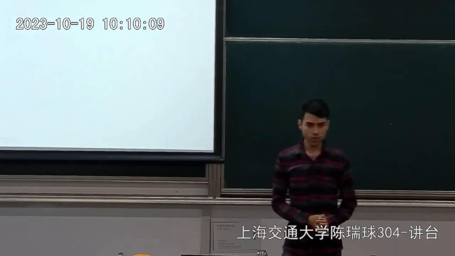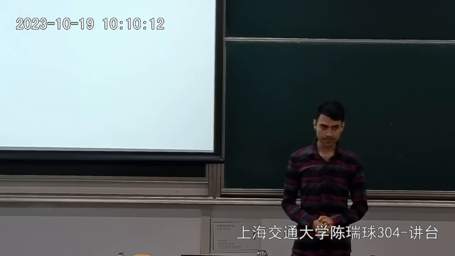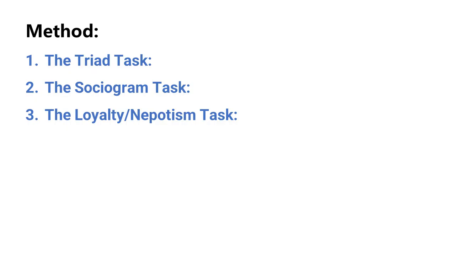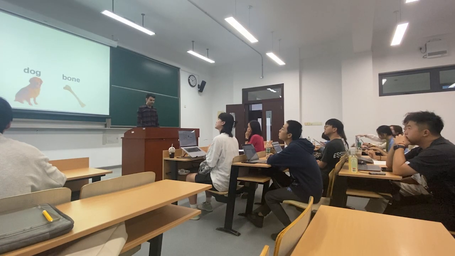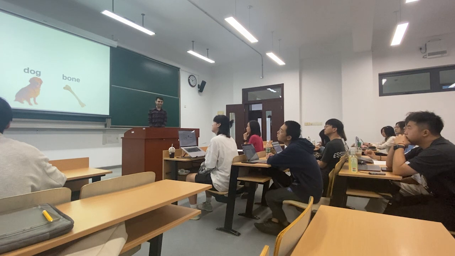The authors also used 3 types of tasks: the triad task, the social ground task, and the loyalty or nepotism task. So what are they? We'll go through them one by one. The triad task is a very interesting task. We can do it right now.